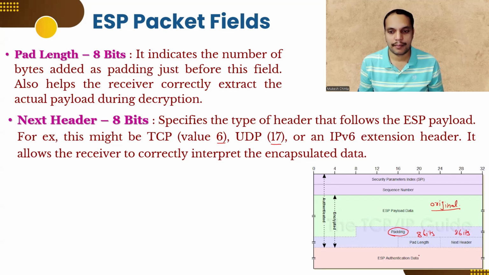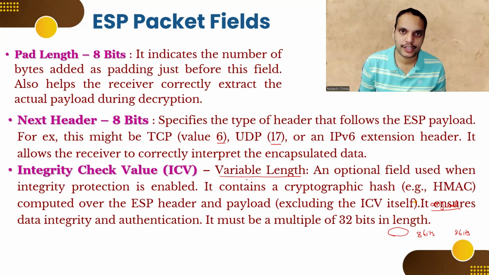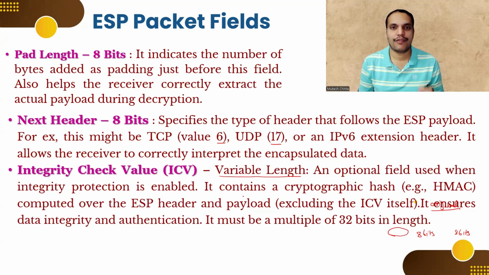Then we finally come to the last field called the integrity check value, or ICV. The integrity check value is of variable length, an optional field used when integrity protection is enabled. As I told you, ESP provides authentication and encryption as well. Now, if you want authentication, then this integrity check value is added to the packet. It contains a cryptographic hash, like HMAC, computed over the ESP header and payload, excluding the ICV itself.